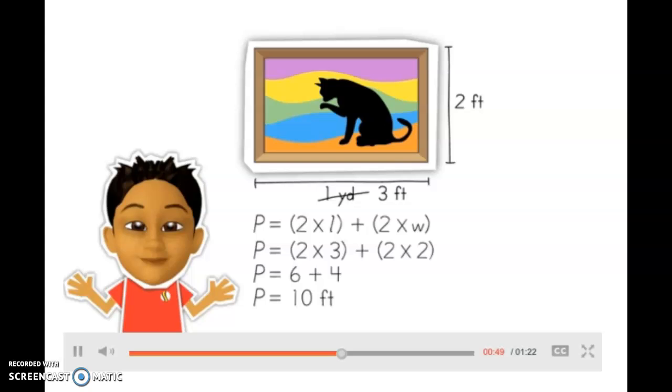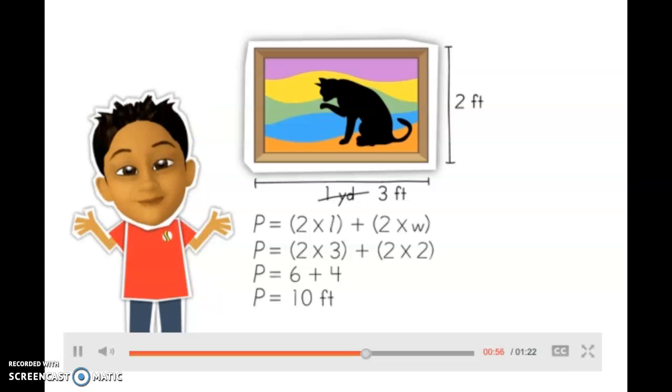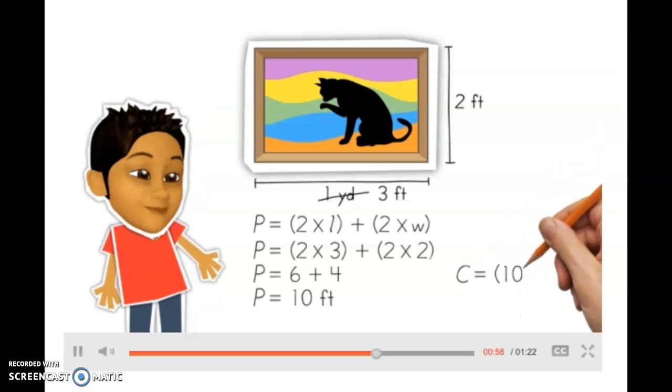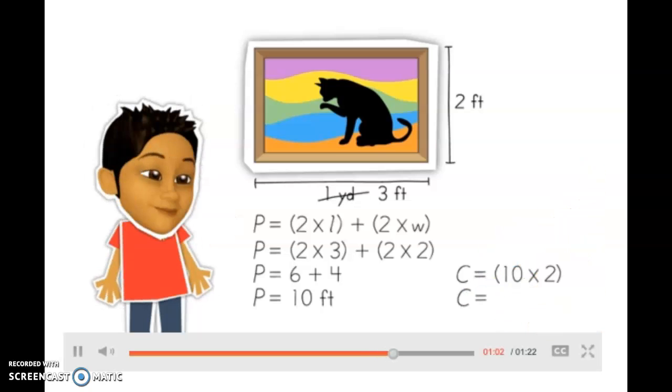But we're not done because we need to know the cost of the frame. And that costs $2 per foot. Yeah, so let's multiply the perimeter, 10 feet, by 2. Right, 10 times 2 is 20. So the frame will cost $20.